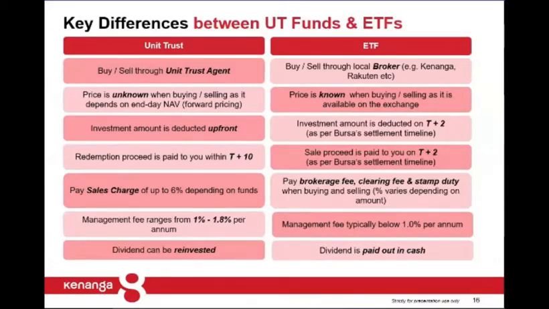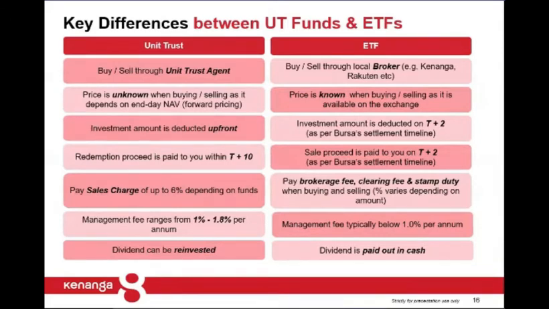Conversely, with exchange traded funds, you buy and sell them through your local broker the way you would ordinary shares that are listed on Bursa. At the point at which you buy the shares, you already know the price. So there's no forward pricing mechanism. It's real time. You've got bid prices and ask prices that are quoted, and you know the price at which you're buying. With unit trust, the investment is deducted upfront.